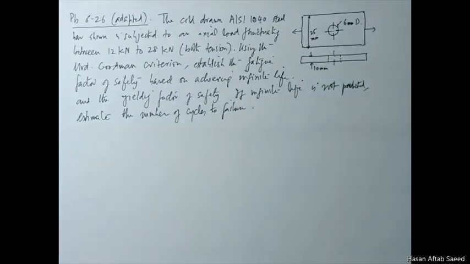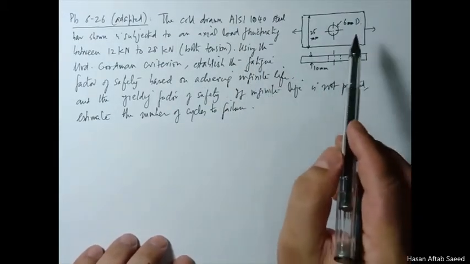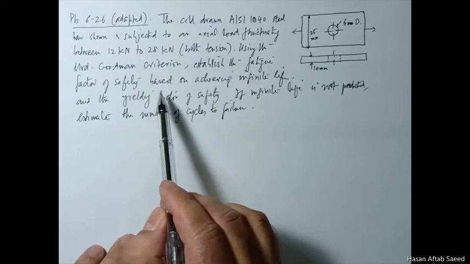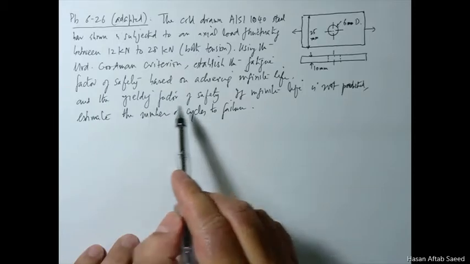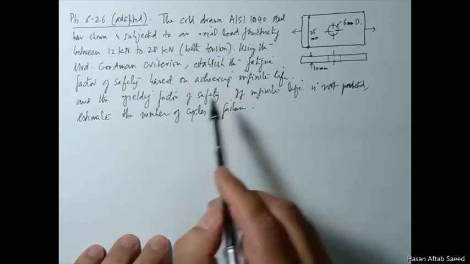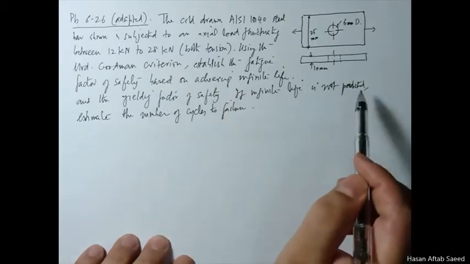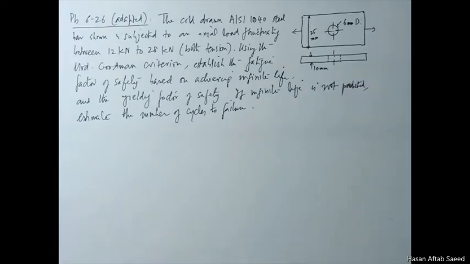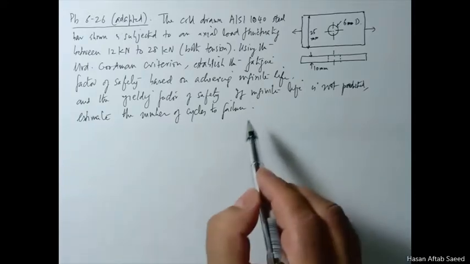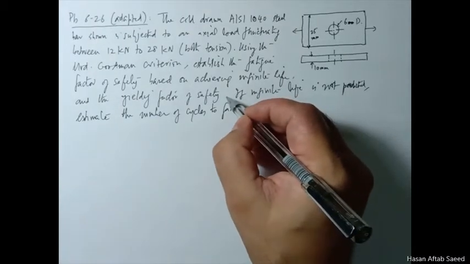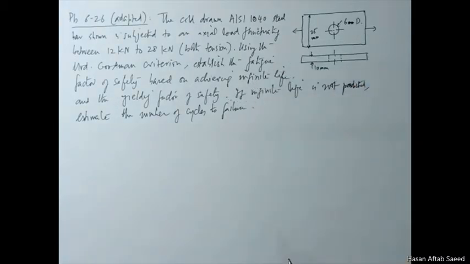There's another complication as well, and that is the question asks you to find out the fatigue factor of safety based on achieving infinite life. That is easy, we have seen that, we are going to do it. And the yielding factor of safety, we've also seen that. But the final line: if infinite life is not predicted, let's say your factor of safety comes out to be less than 1, which will mean that there's no infinite life, then estimate the number of cycles to failure. So this is another part of this problem which we have discussed in the previous problem, but we are going to go into more detail here.